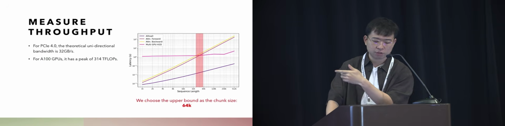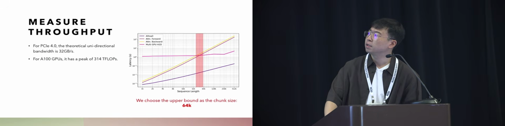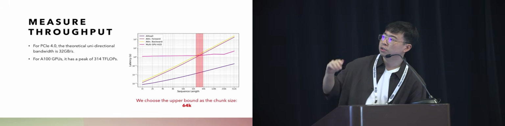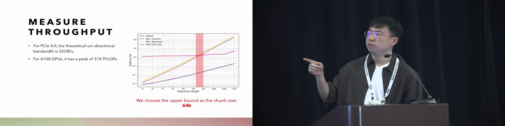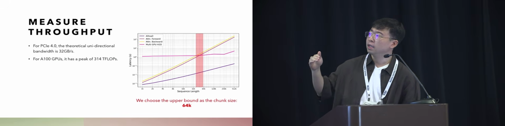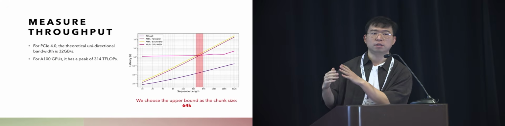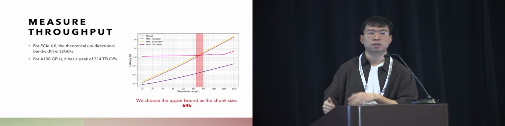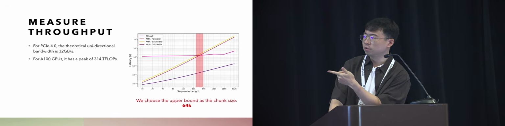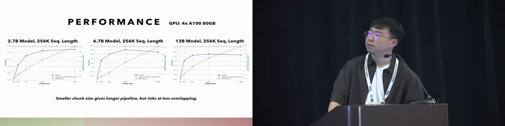And this is the actual profiling results. This is on the PCIe Gen 4 system, and by the way, these are A100 GPUs. We show that when our sequence is about 64K, the latency of prefetching the chunk is about equal to the latency of the attention computation. That is why we choose the chunk size to be 64K.